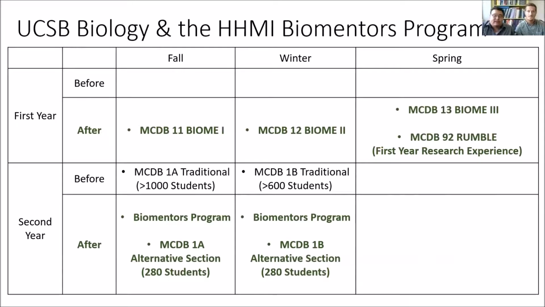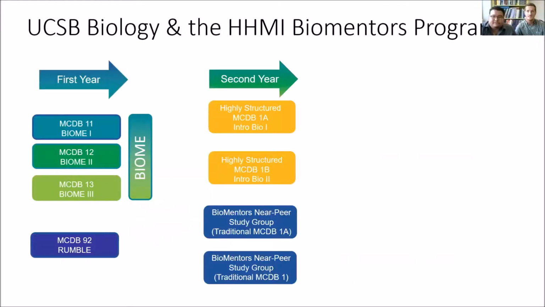For our second years, before our course was implemented here, the traditional size of these courses was approximately 1,000 students for the first part of the intro series and approximately 600 students for the second part. After our course has been implemented, we have smaller sections of around 280 students, and we're giving this alternative way of teaching these introductory classes. So this is just an overview to simplify all the classes that we have.